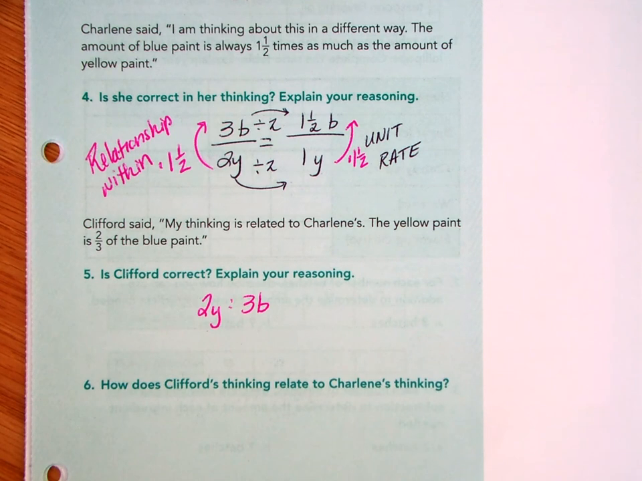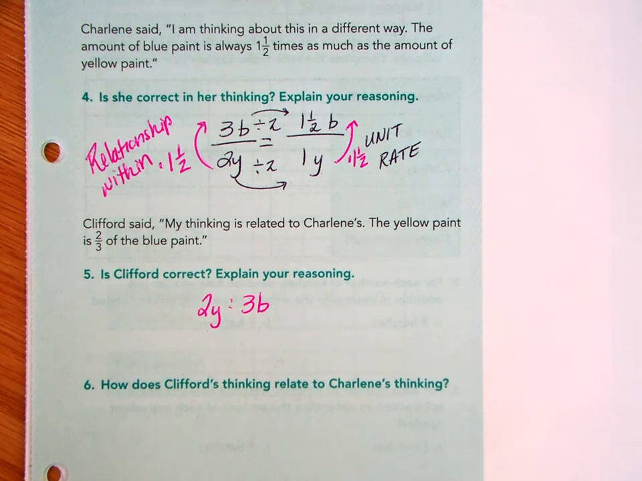So the amount of yellow paint in the total mixture of bluish-green paint will be 2/3 the amount of blue paint in the total mixture. They're not saying that it's 2/3 of all the paint. It's saying it's 2/3 of the blue paint. So if there's 3 blues, 2/3 of that would be yellow, which would be 2. It's a tough concept there.